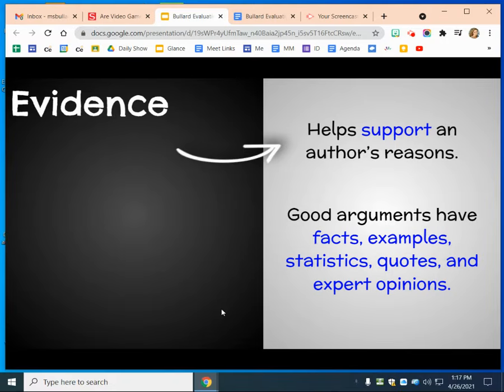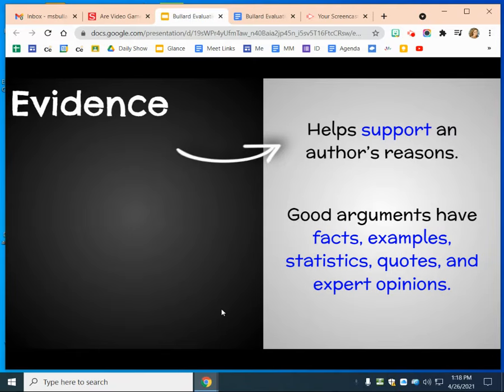Okay, so we have a claim, which is the opinion, and the reasons which support the claim. Now we finally have the evidence, and the evidence is what supports all those reasons. Good arguments have facts, examples, statistics, which are associated with numbers, quotes, and expert opinions. And focus on that word expert.